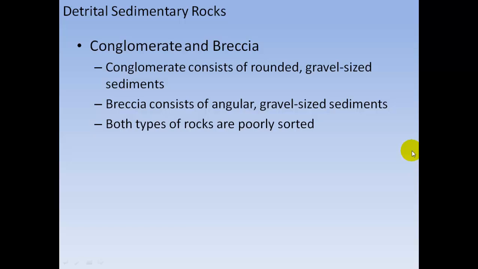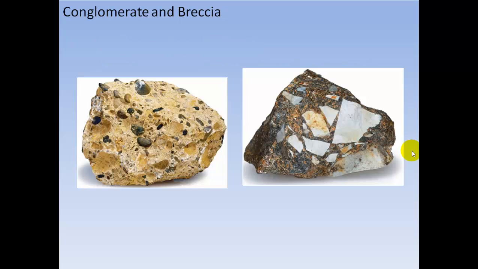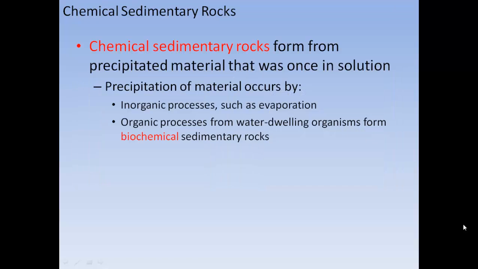Conglomerate and breccia. Conglomerate consists of rounded gravel-sized sediments, and breccia consists of angular gravel-sized sediments. Both types of rocks are poorly sorted. So a picture of a conglomerate, nice rounded gravels in there. And here's a breccia, very angular pieces of rock in there.